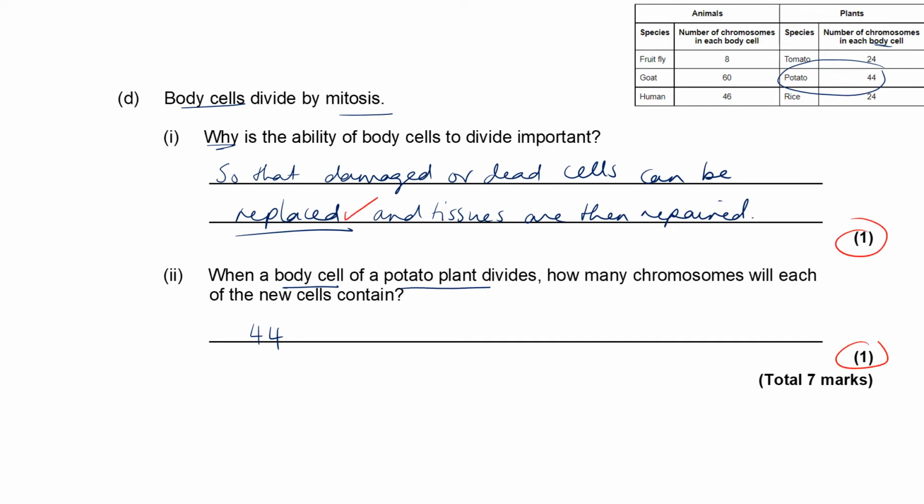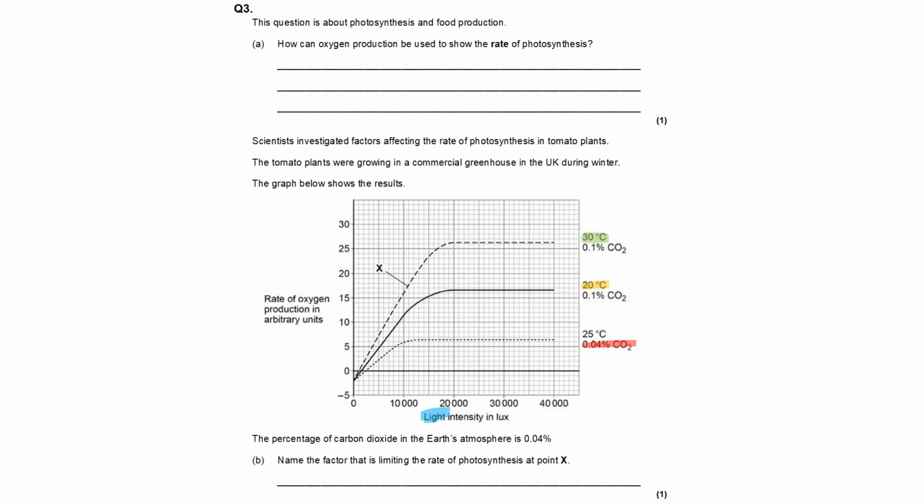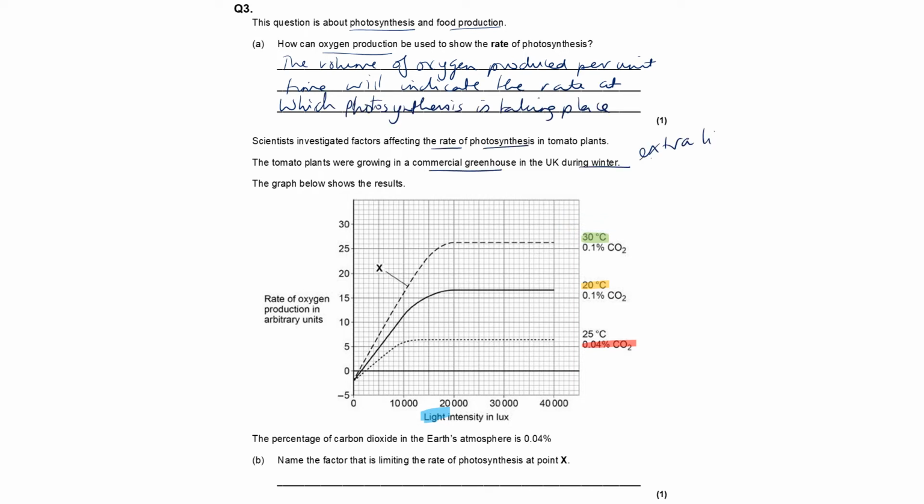Question 3. This question is about photosynthesis and food production. How can oxygen production be used to show the rate of photosynthesis? So I know oxygen is a product of photosynthesis. So I've said the volume of oxygen produced per unit time will indicate the rate at which photosynthesis is taking place. So I get a mark for talking about time, volume, and basically the fact that it's a rate. So I've got that correct. It's just a basic recall of what's going on in the photosynthesis required practical.